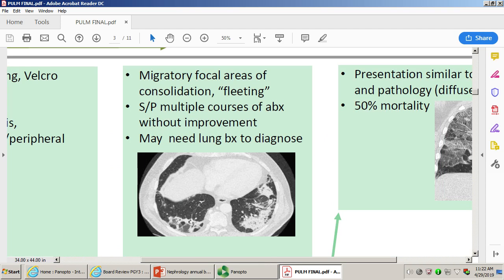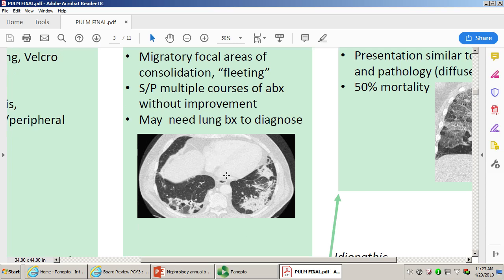So this one is focal areas of consolidation that kind of come and go. They keep getting antibiotics. You might need a lung biopsy to diagnose this. COP, cryptogenic organizing pneumonia, right? So instead of antibiotics, what they need is steroids.